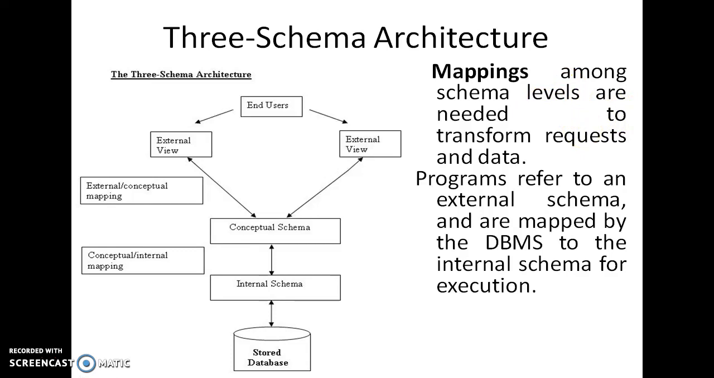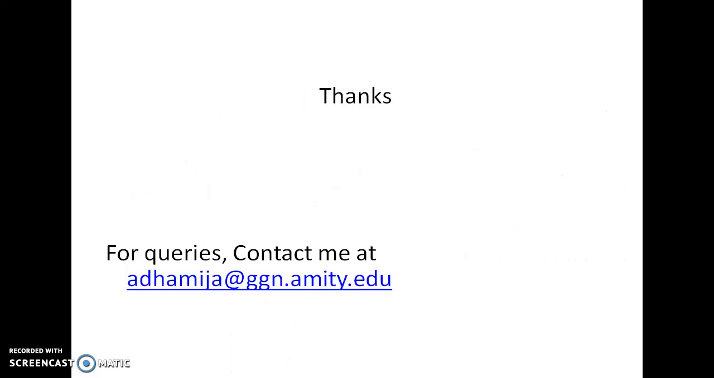The request from the user comes from the external or view level. It goes downwards to the conceptual schema. It further goes downward through internal schema and finally reaches the stored database on the disk. And once the results are fetched, they move upwards towards the end users. So to transform requests and data, the mapping is required. The programs refer to an external schema and are mapped by the DBMS to the internal schema for execution. This is all about three schema architecture.